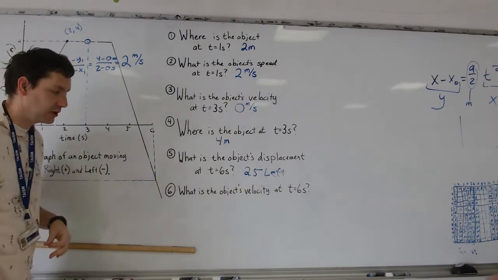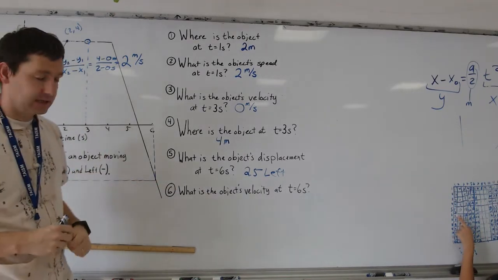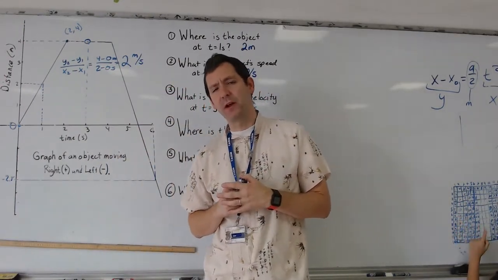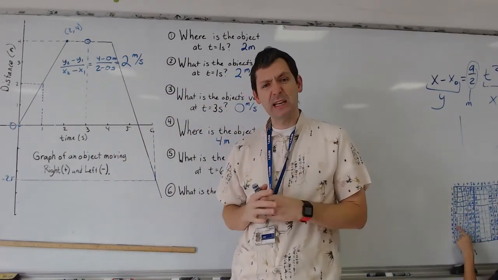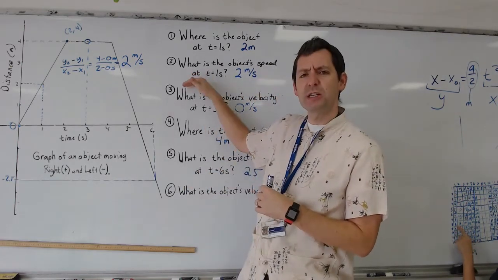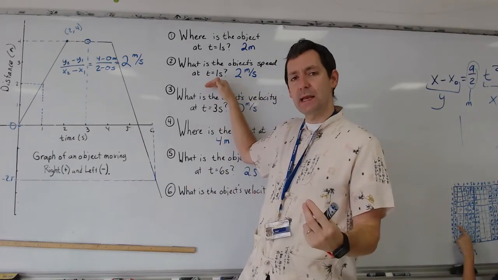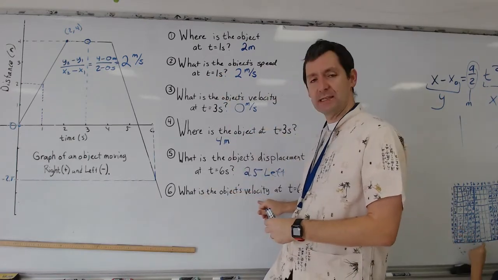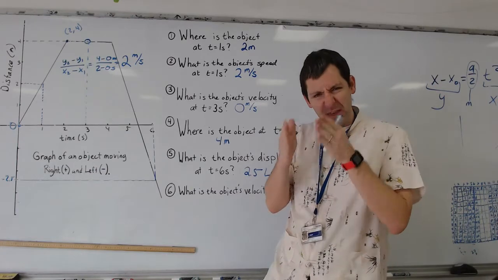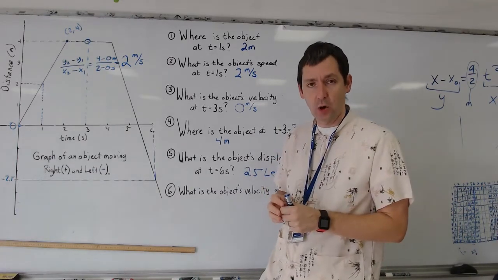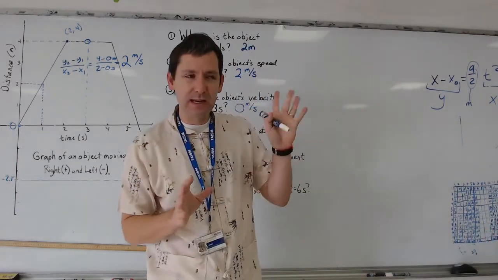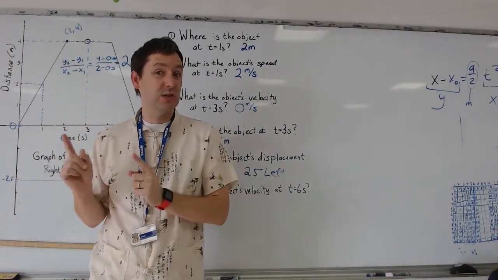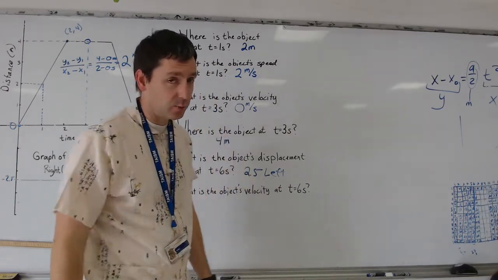Okay, last question. What is the object's velocity at t equals 6 seconds? Remember, velocity and speed are both very similar. If it's instantaneous, and it just says, what is the object's speed at this time? At this point in time, how fast is it going? Velocity and instantaneous speed are very similar. The difference is that velocity also needs direction, so we need to make sure that we include that later.